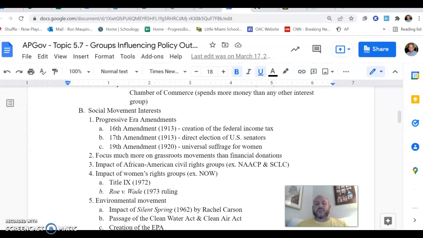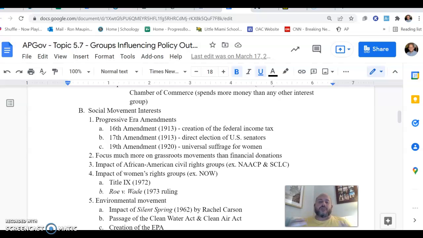For example, if you look back to the Progressive Era, the beginning of the 20th century, we see a social groundswell demanding more from our government in terms of helping the poor, cleaning up corruption, and providing equal rights. You can see here the 16th, 17th, and 19th Amendments that brought about the federal income tax, direct election of U.S. senators, and universal suffrage for women, respectively. So understand that there are groups that exist to look out for folks that in many respects the government doesn't traditionally look out for. So mostly we're talking about minority groups when we talk about this.